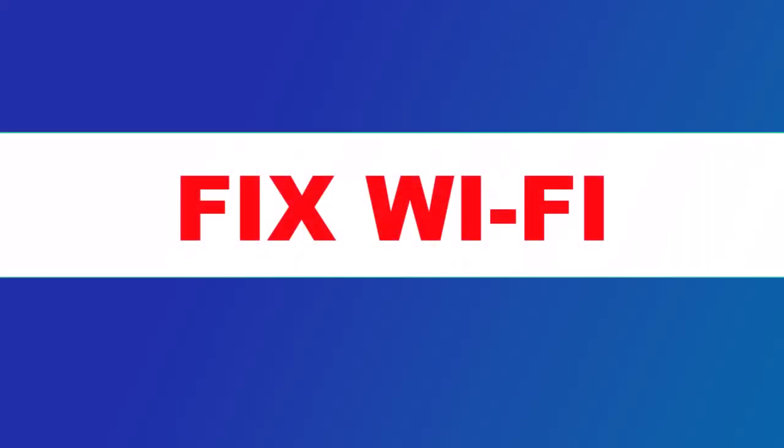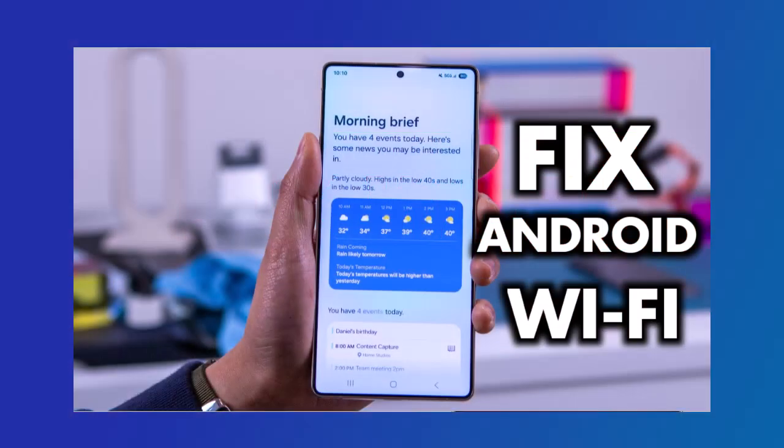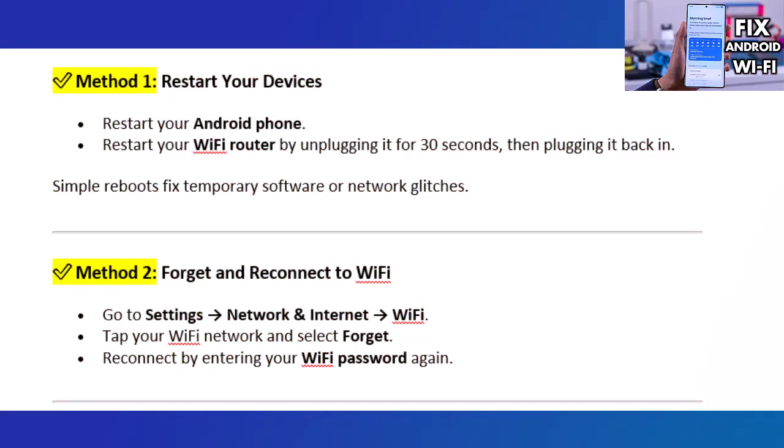In this video, I'll show you how to fix an Android phone that won't connect to Wi-Fi. Let's go through 6 methods that usually solve the problem. Method 1. Restart your devices. Restart your Android phone. Restart your Wi-Fi router by unplugging it for 30 seconds, then plugging it back in. Simple reboots fix temporary software or network glitches.